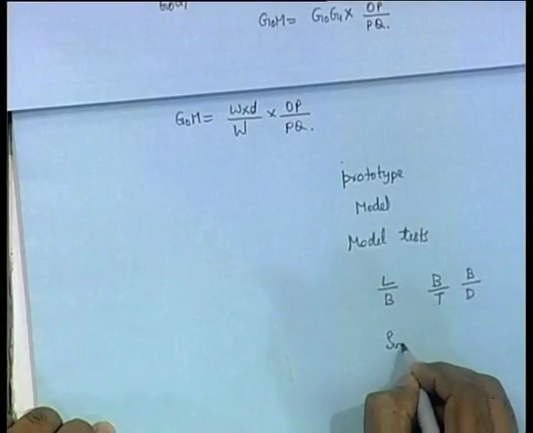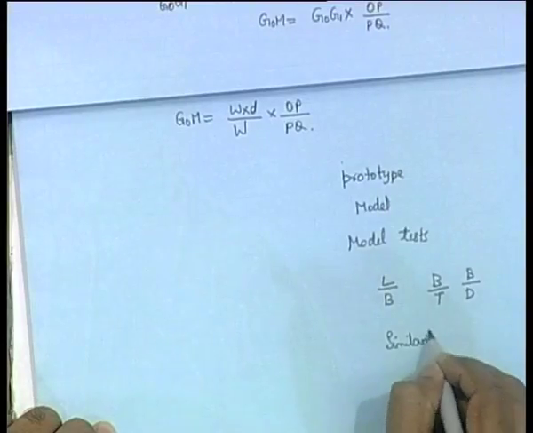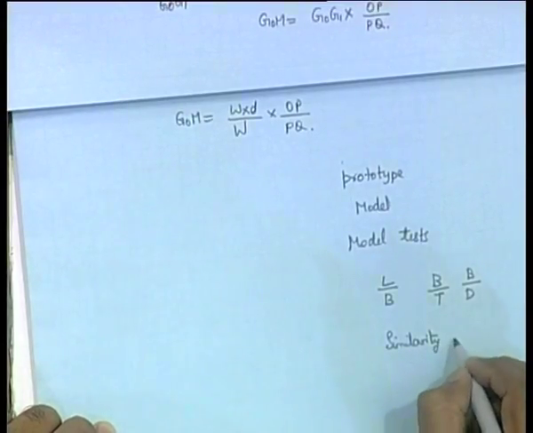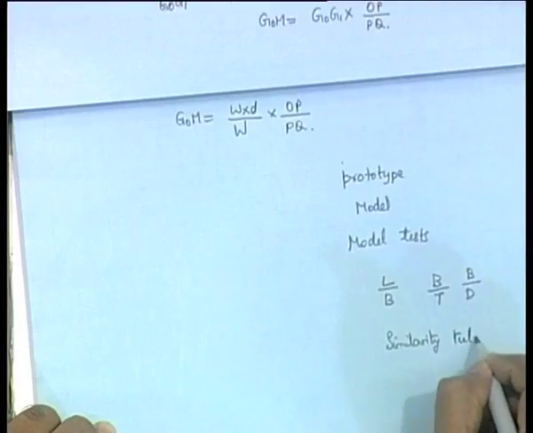So the model is made such that the ratios of a lot of factors are the same. In fact, in our next class, that is marine hydrodynamics, we probably will be dealing with these, which are known as similarity rules. Similarity laws, it's called, or similarity rules.